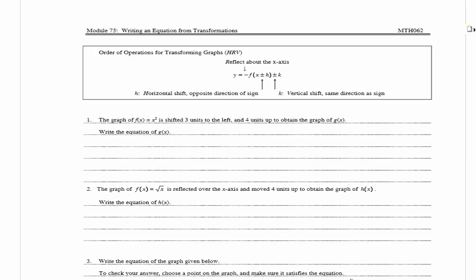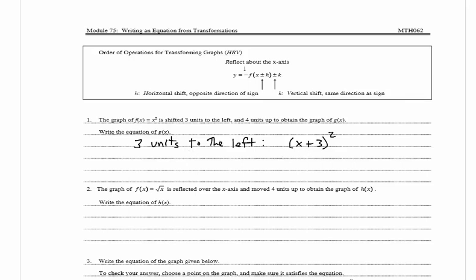So we're going to start with f of x, which is x squared, and the first thing we want to do is shift it 3 units to the left. And when we shift x squared 3 units to the left, we have x plus 3 squared. Remember that a horizontal shift has the opposite direction of the sign, so because we want to go left 3 units, we're going to have a plus 3 inside the parentheses.